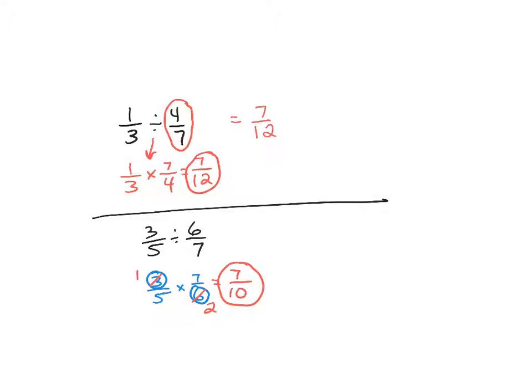One thing to note here, I have to change it to multiplication before I can do any of the canceling that I did here in the red. Make sure that you change to multiplication first, and then you can go through and do the canceling.